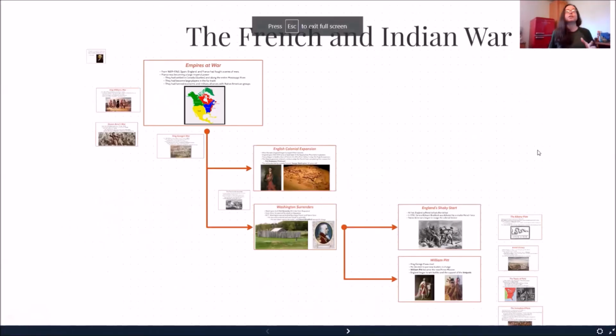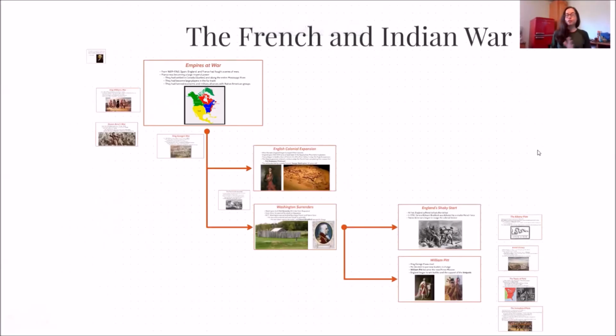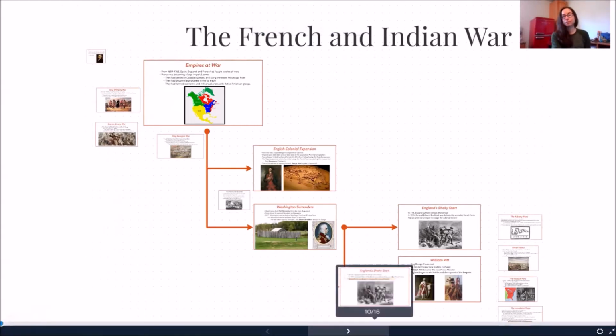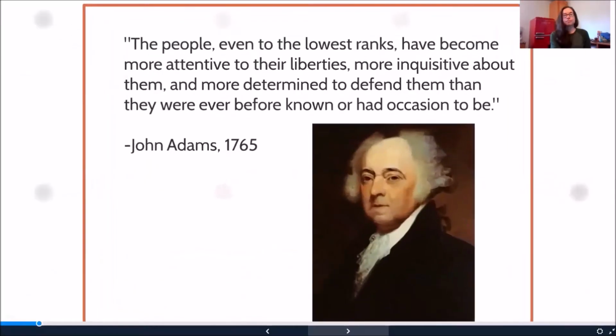All right, I want to switch gears and jump forward about 200 years in history and talk about the French and Indian War. John Adams in 1765, after the French and Indian Wars had ended, said, "The people, even to their lowest ranks, have become more attentive to their liberties, more inquisitive about them, and more determined to defend them than they ever would have known before or had occasion to be."